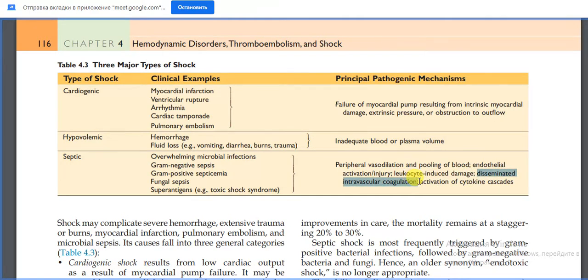When all the blood vessels are coagulated, remember that inflammation also promotes the coagulation cascade. We already discussed it, and we will continue the discussion in infectious diseases. And also activation of cytokine cascades. This condition is known as cytokine storm, and it causes a lot of changes, which finally lead to a decrease of blood pressure.